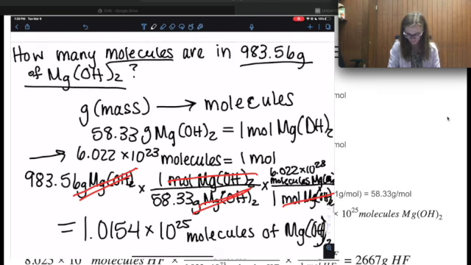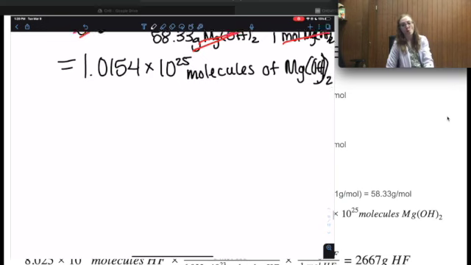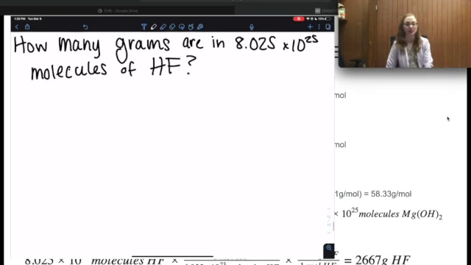Oop, we're just at the end of my screen here. MgOH2. So if we want to know how many molecules are in 983.56 grams of magnesium hydroxide, that is 1.0154 times 10 to the 25th molecules.